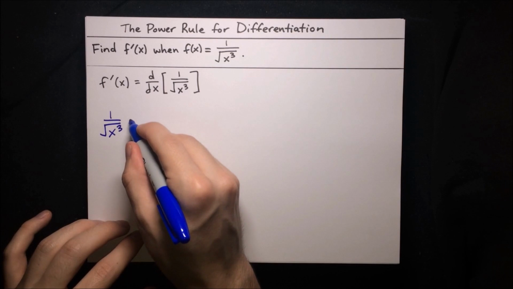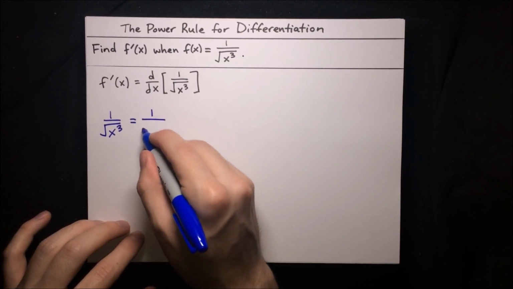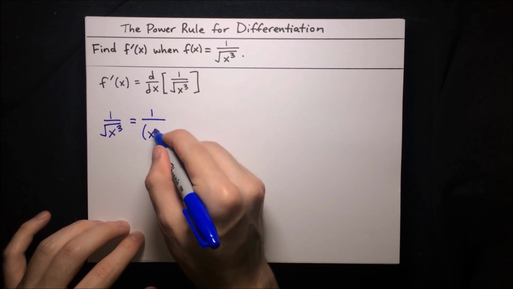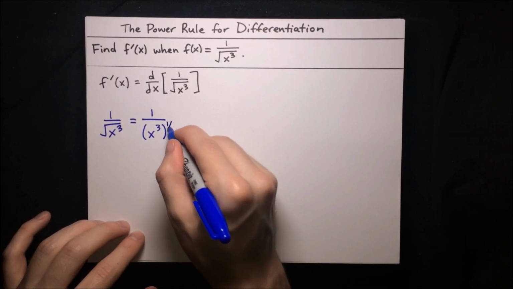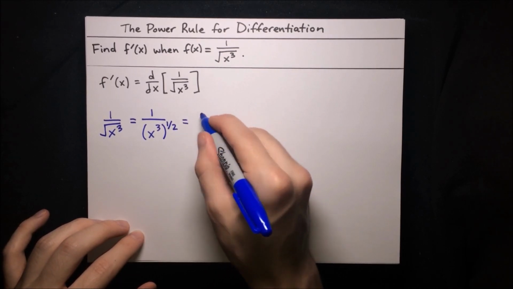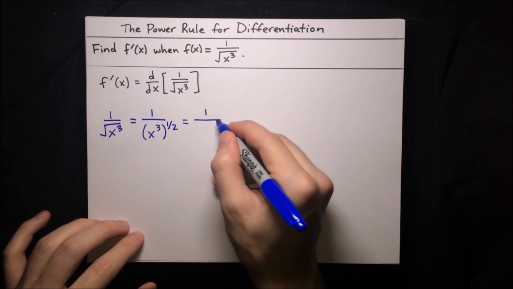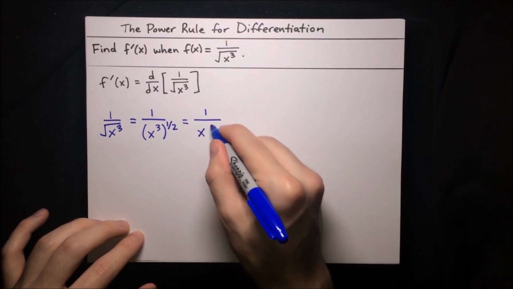Now, first of all, we know that square root is just a fractional exponent. Square root just corresponds to an exponent of a half. So this is x cubed, the argument of the square root, raised to the power of a half. And we know that when we have an exponentiated expression and we raise it to another exponent, the exponents just multiply. So this is 1 over x to the 3 times a half, or just 3 halves.